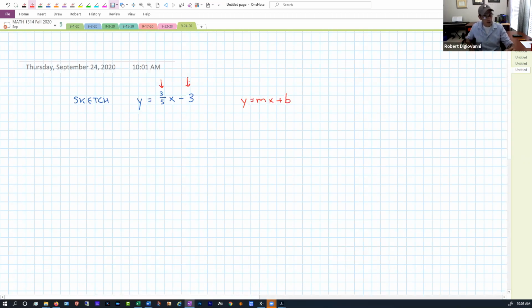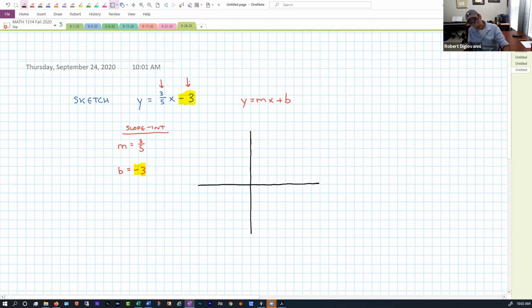But if we do the slope intercept method, which is what I'm about to do, then I already know that the slope of this line is 3/5. And I know that the y-intercept is -3. Be very careful here. That minus carries with the 3. So our y-intercept is -3. So I can go right now and just start drawing my graph. Okay, I can go straight here, go to my axes.